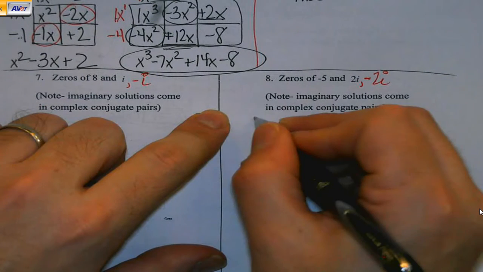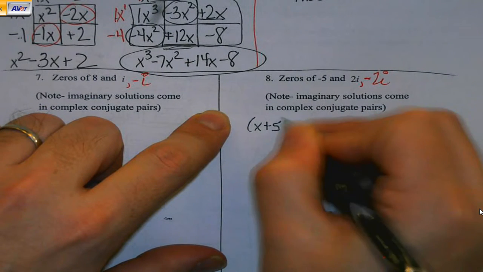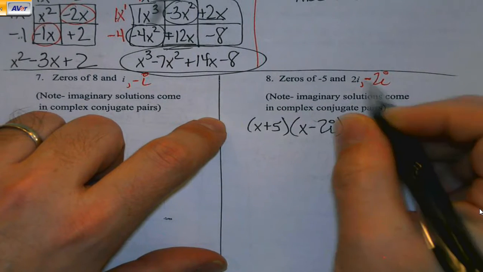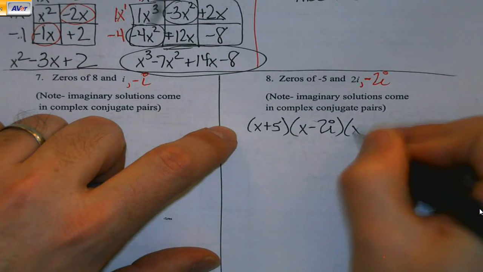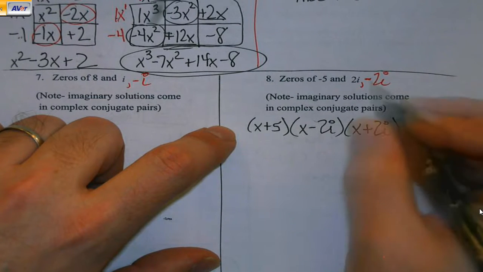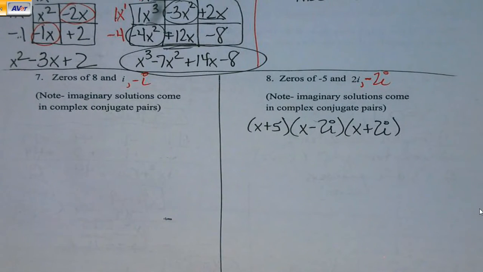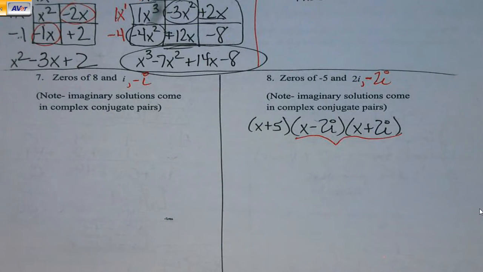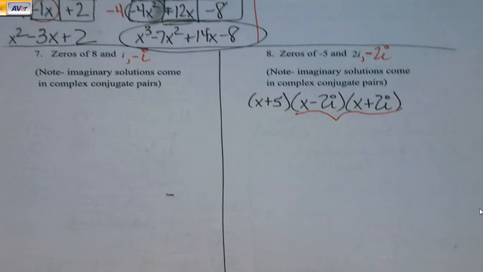I'm going to do my opposites. So x plus 5, x minus 2i, opposite of positive, and x plus 2i, opposite of negative 2i. And we're going to multiply these out like we did the one up above with boxes. However, okay, word of advice to make it simpler. When i's are involved, do the i's first, because the i's will go bye-bye then and make life easier rather than harder.